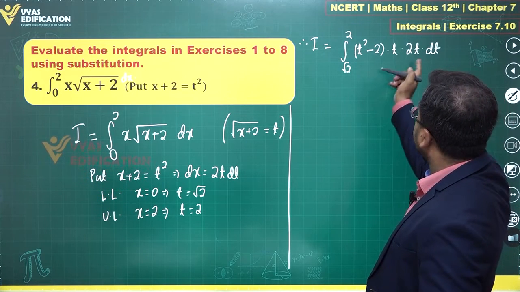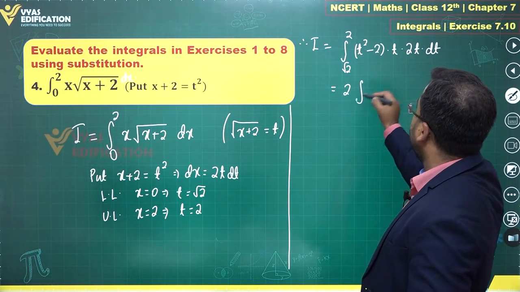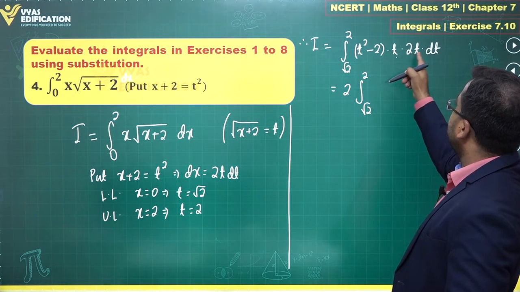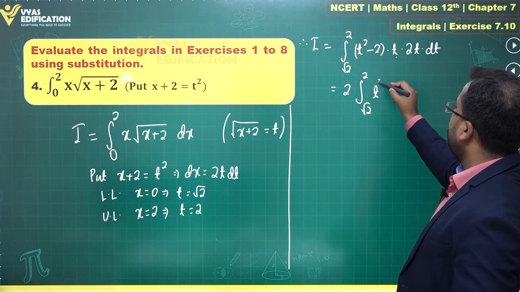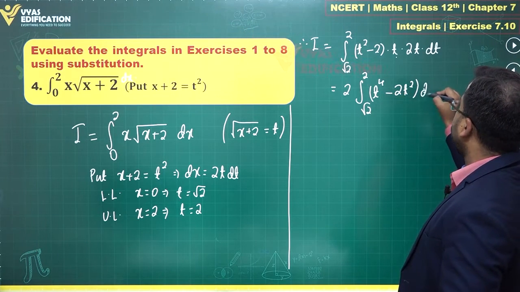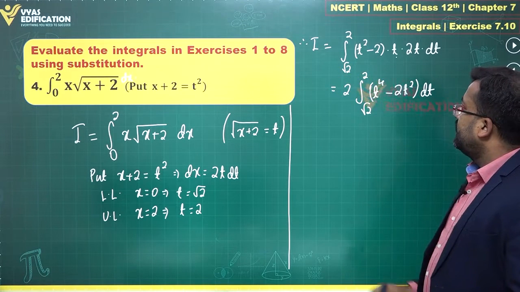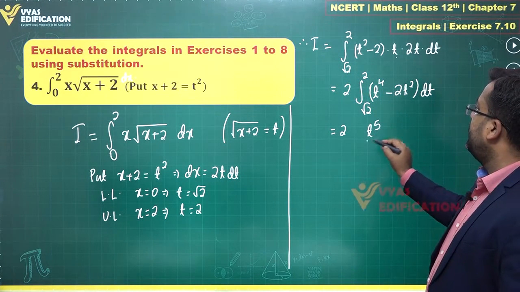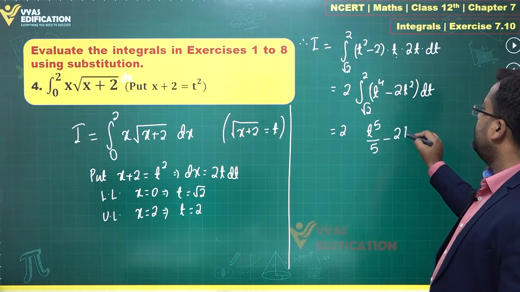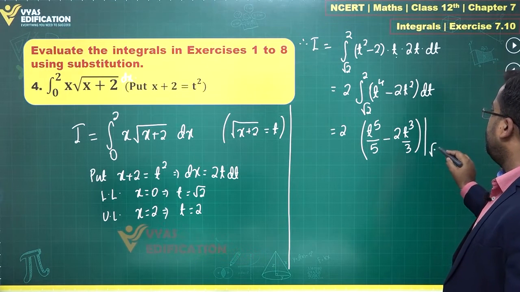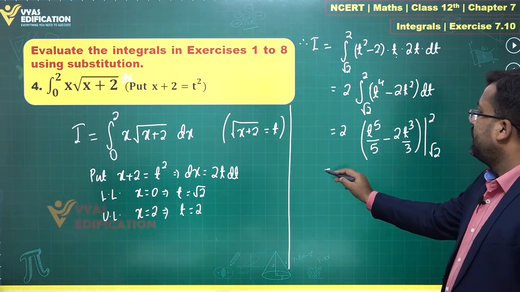Once you are through with this, can you see that the 2 here will come out, root 2 to 2 integral, t square times t square will become t power 4 minus 2 t square. This is what you will get, dt. Okay, this 2 remains as it is. Integral of this is t power 5 upon 5 minus 2 t power 3 upon 3, and the limits are from root 2 to 2.